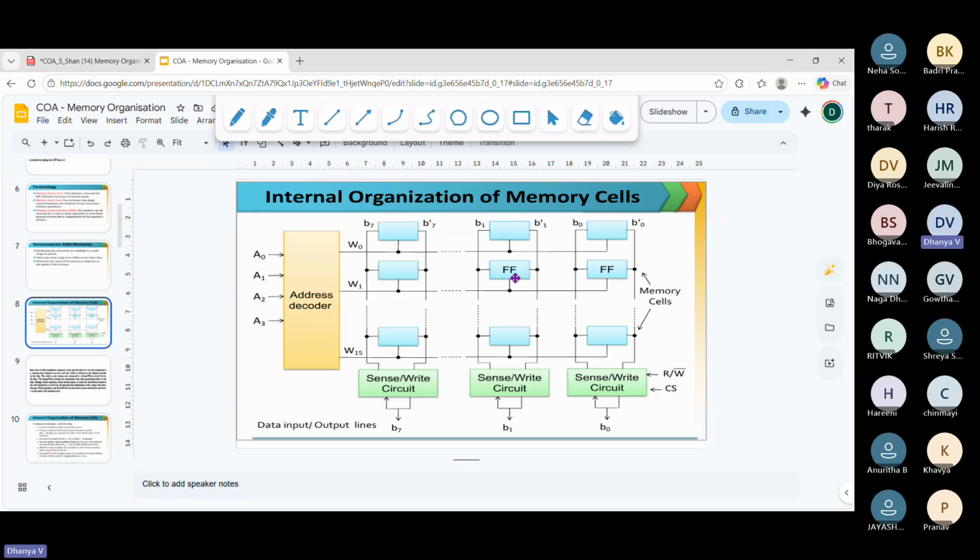Yeah, it's exactly 2 power 4. So that's 16, no? So there are right lines from 0 to 16. These are your address locations.